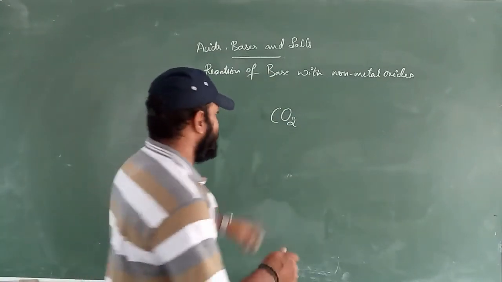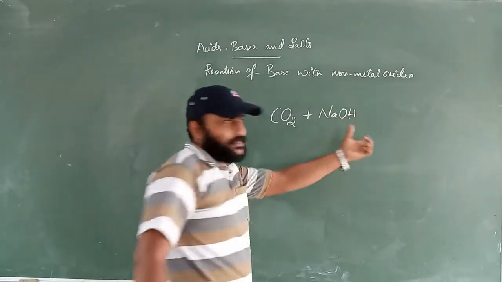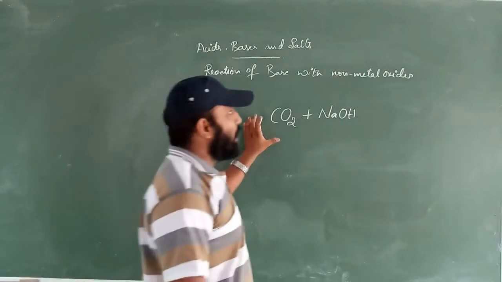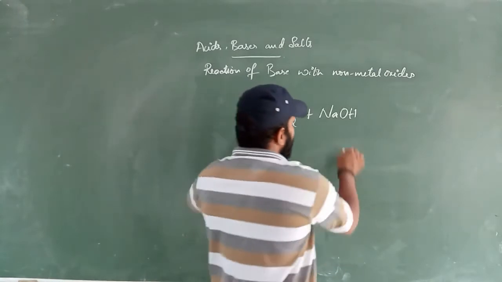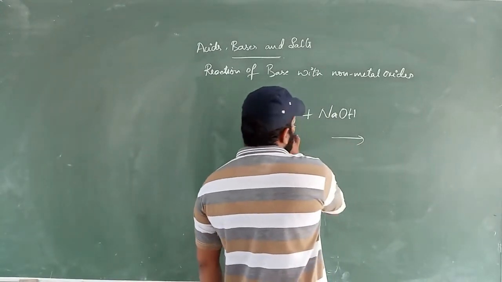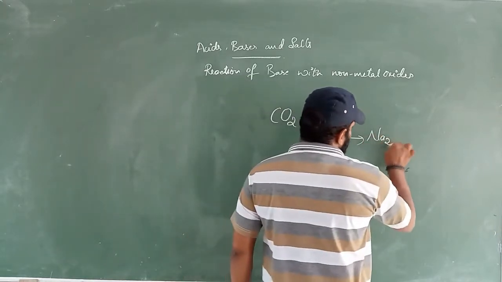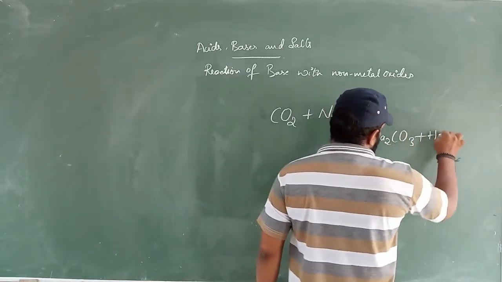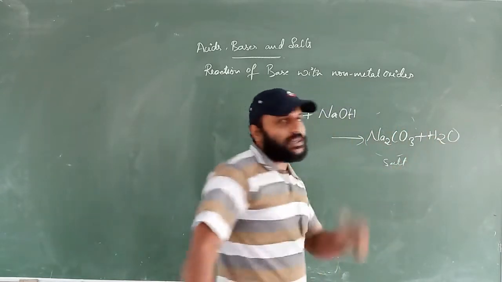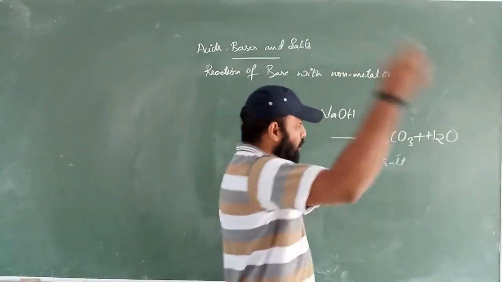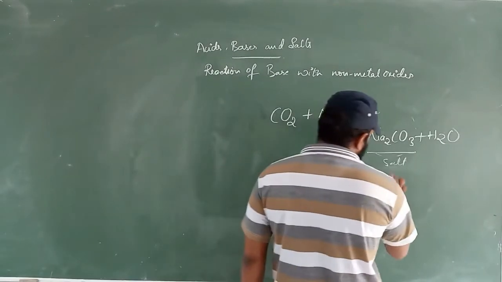So what is the reaction of a base? I require one base. What base will I take? NaOH, sodium hydroxide. OH minus means it is a base. Here I am reacting a base with a non-metal oxide. So CO2 will react with NaOH to form Na2CO3 plus H2O. Here also we can observe that a salt is formed. Na2CO3 is sodium carbonate. In the previous class I told you the other name for sodium carbonate. It is called washing soda.